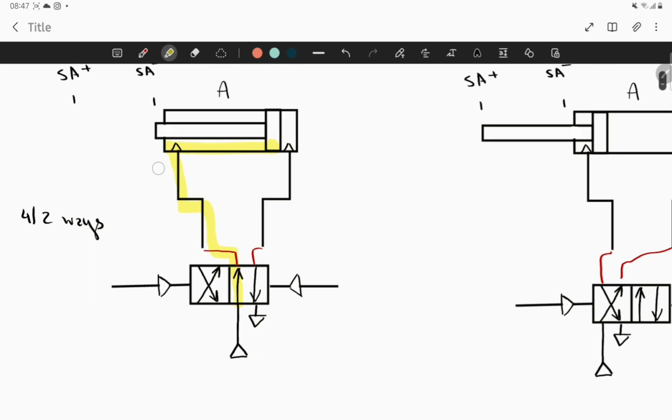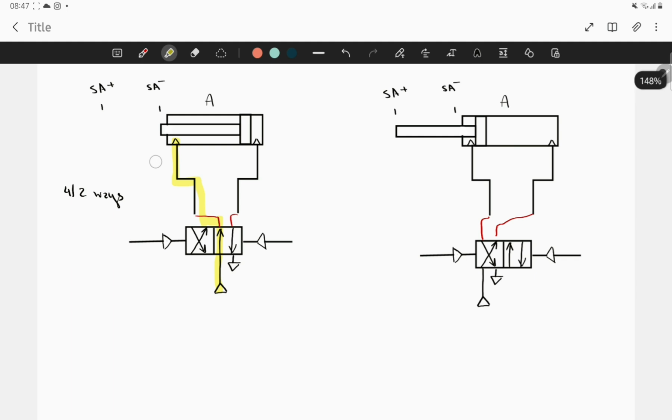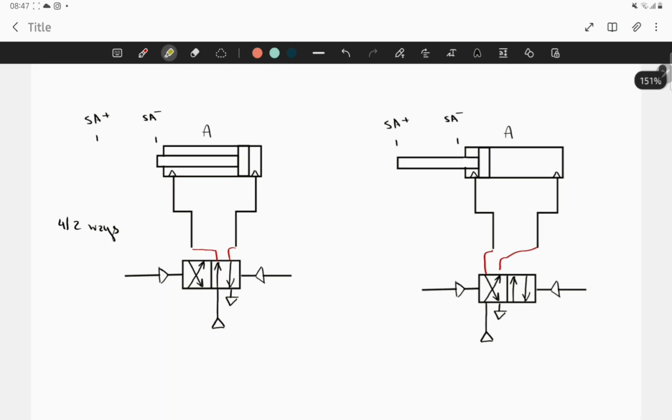So one thing that is really important is to make sure that you draw your actuators and your valves and the way that the pressure goes. It needs to make sense, because sometimes the pistons can be drawn to the other side. So instead of having it like this, you could have it like this.